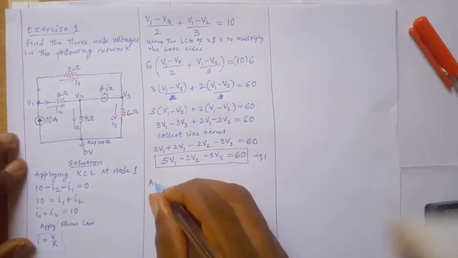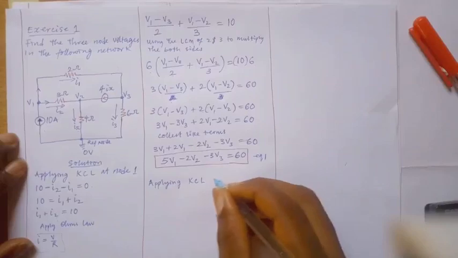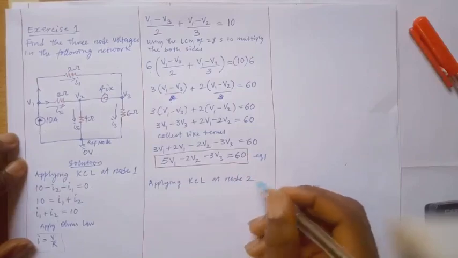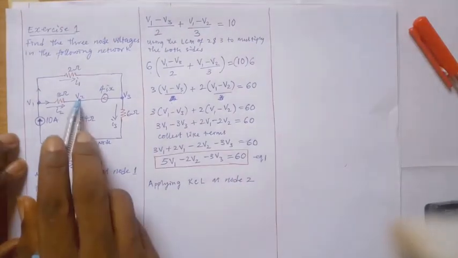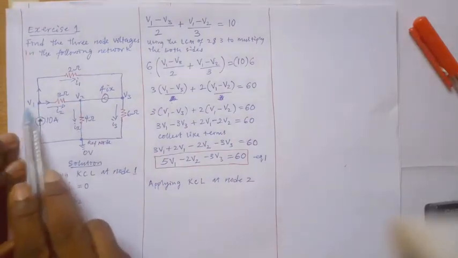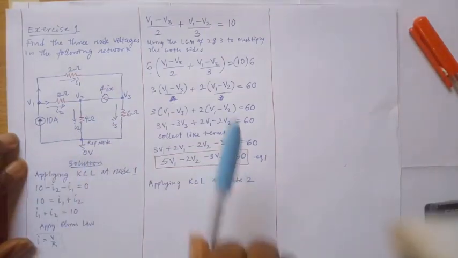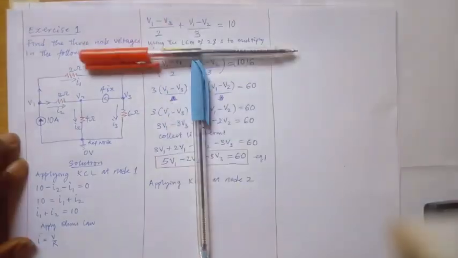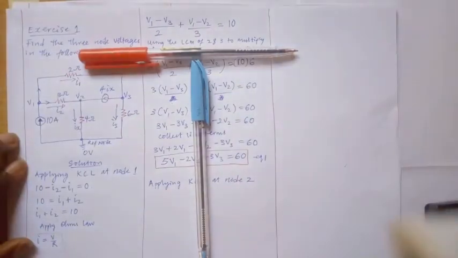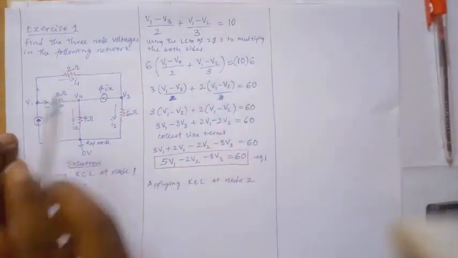Applying KCL also at node what now? Node 2. Let's apply KCL at node 2. This is node 2. Now, I've already told you that we are going to disconnect all this, and it will now look like this. You see my pen and you see this. Because you removed this one and removed this one, disconnected everything, it will now look like a T.